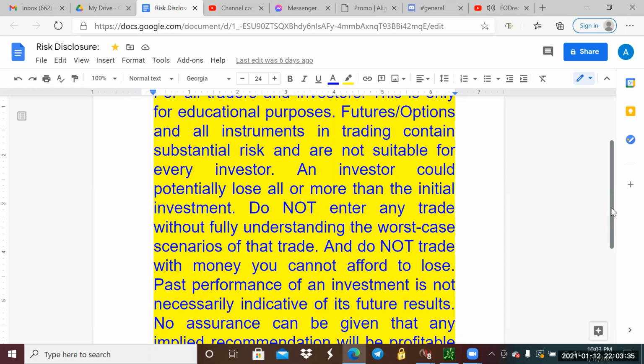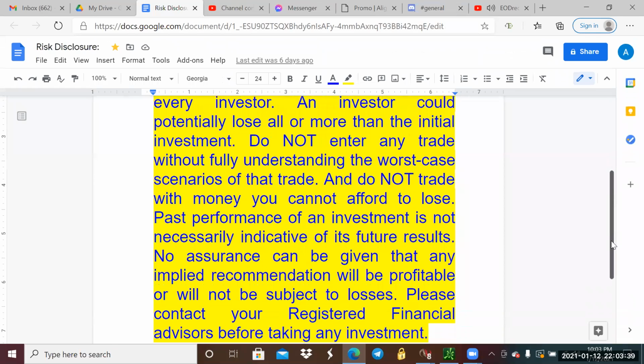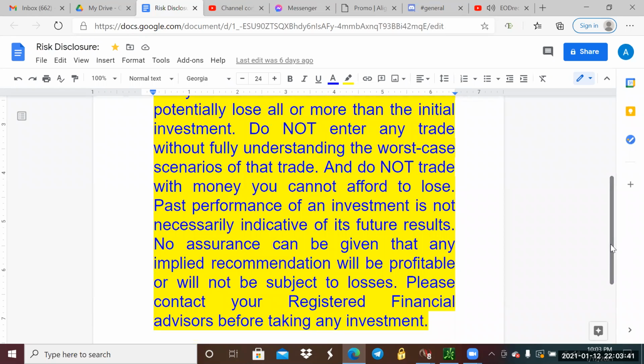Past performance of an investment is not necessarily indicative of its future result. No assurance can be given that any implied recommendation will be profitable or will not be subject to losses. Please contact your registered financial advisor before taking any investments. Okay, we're done with that.